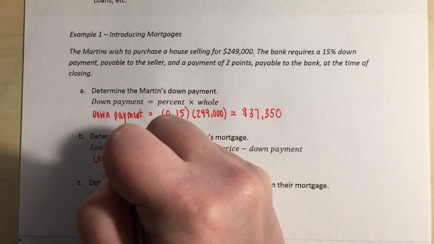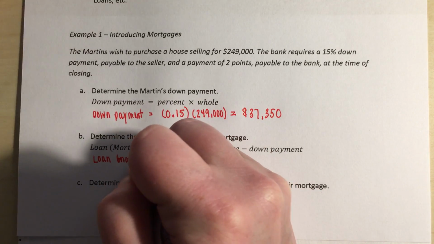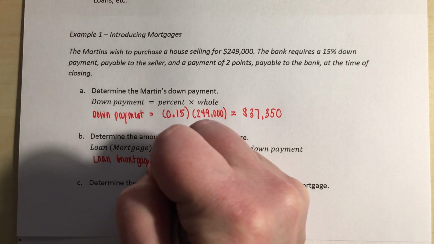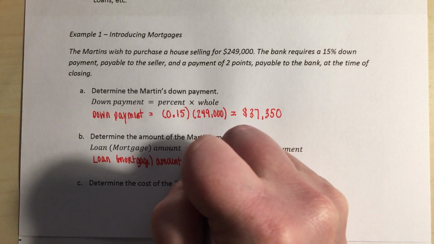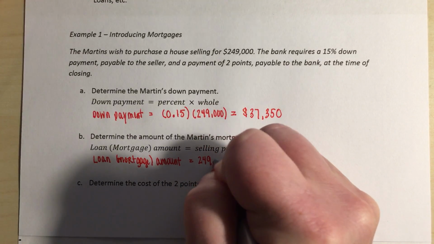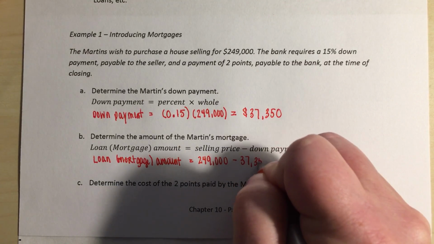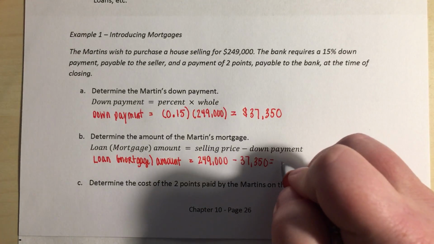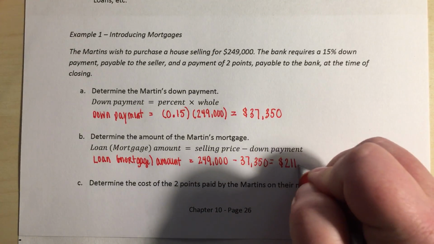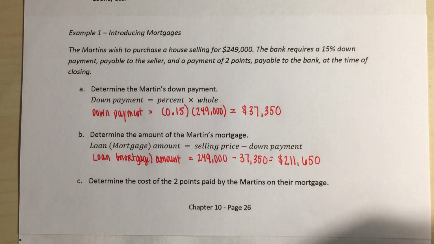So our loan or mortgage amount is $249,000 minus $37,350. That is going to give us $211,650. So that's the amount of the mortgage.